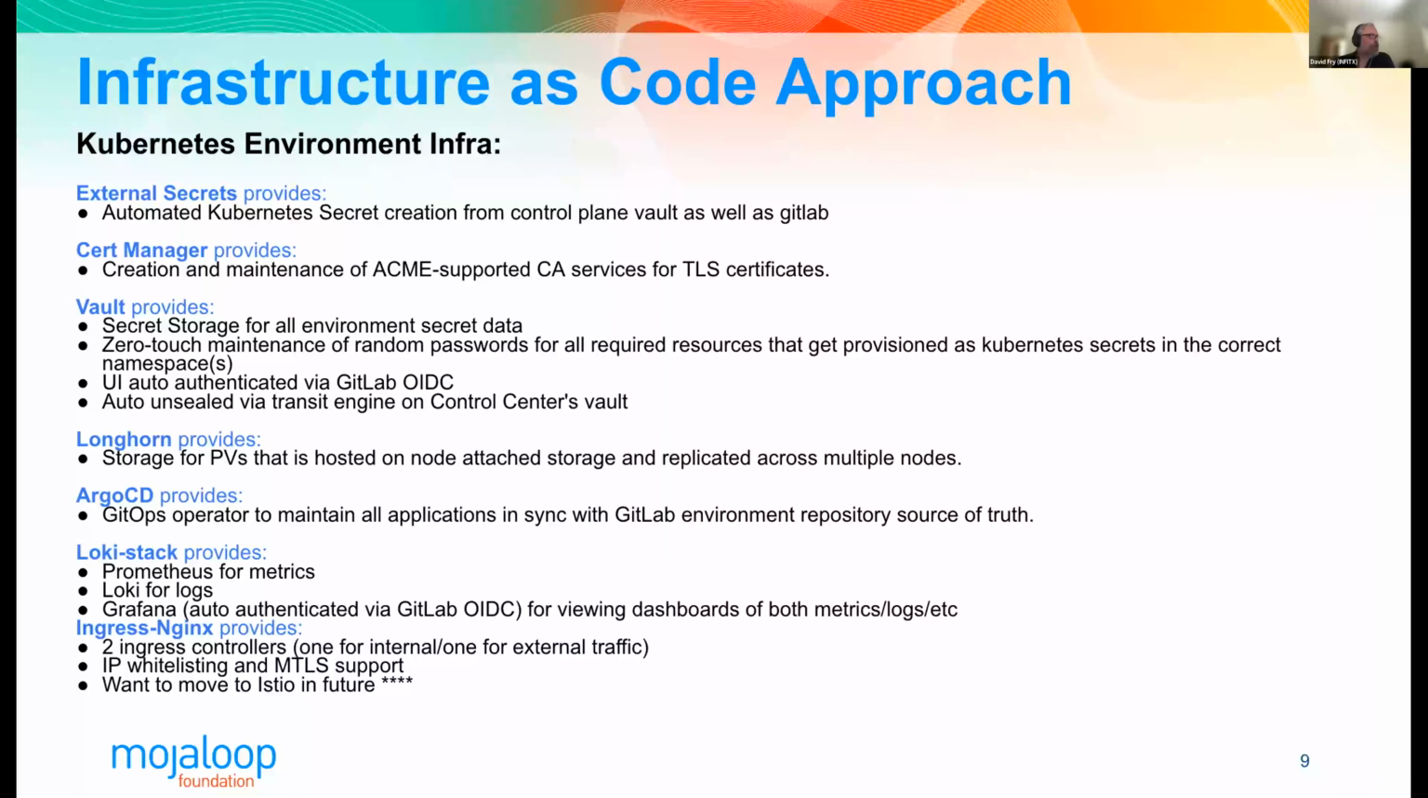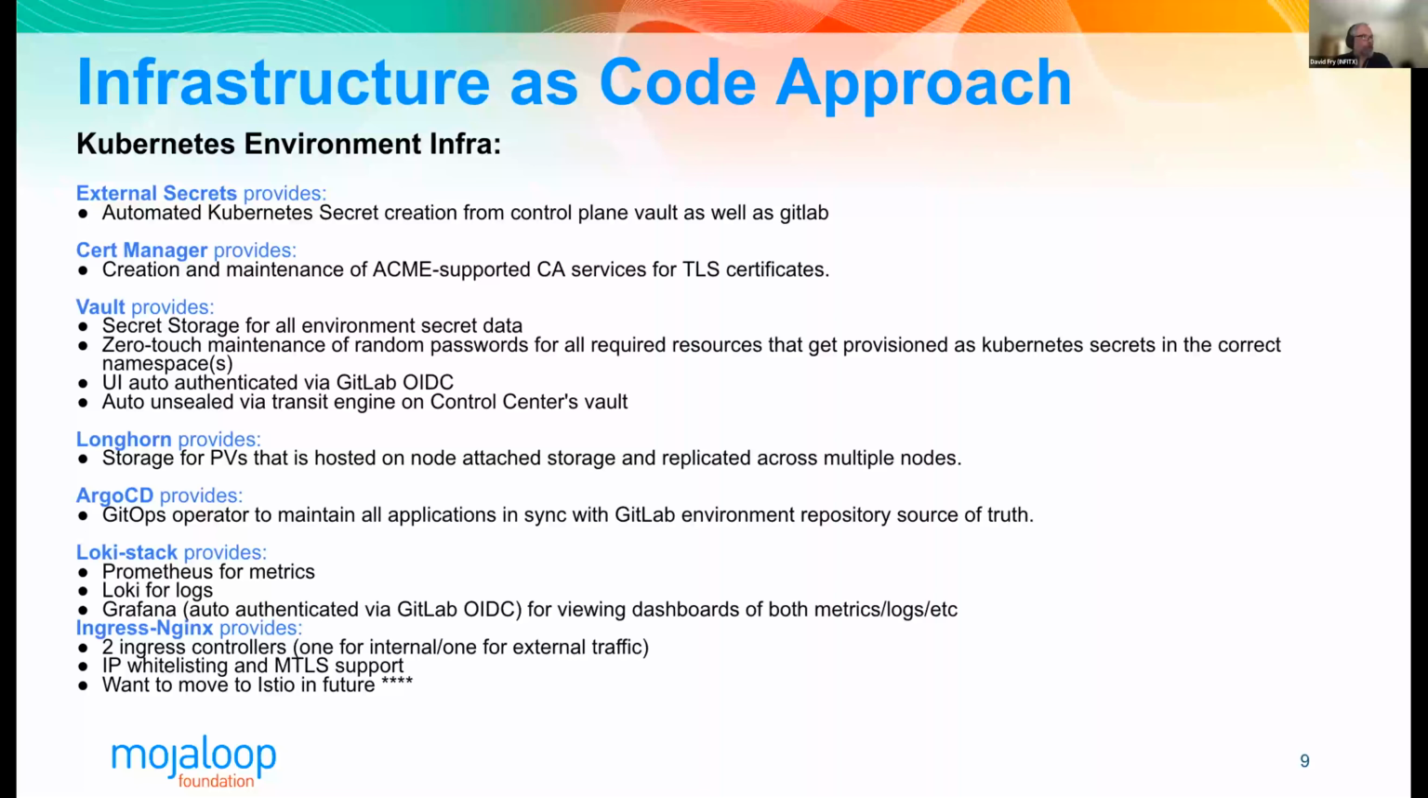Longhorn is what we're using right now for storage for persistent volumes. And this is hosted on node attached storage, and it's replicated across multiple nodes. So we've used this for quite some time. Going towards the future, we'll be looking to use Ceph, and I will put some notes about long-term changes before I upload this document to GitHub. So we'll give some future direction notes where appropriate.